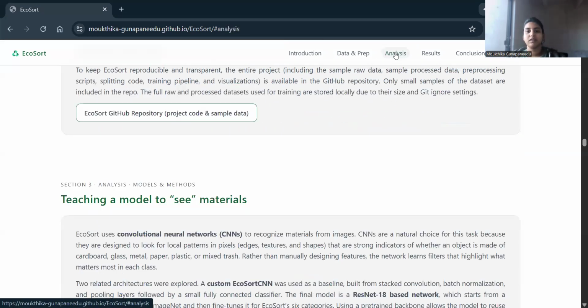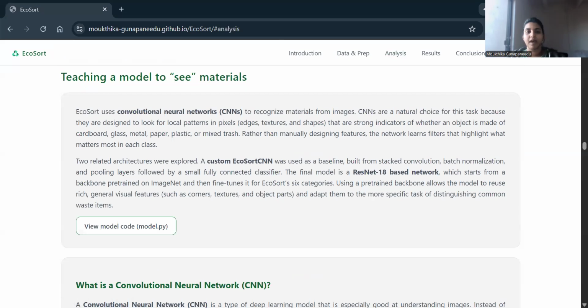Now, moving on to the methods that I've used. For EcoSort, I focused on CNN. CNN is a really good choice because they're well suited for images. And the main idea behind a CNN is that it scans an image with small filters and it learns to detect patterns like the edges, textures, and shapes. And it gradually builds up to more abstract features.